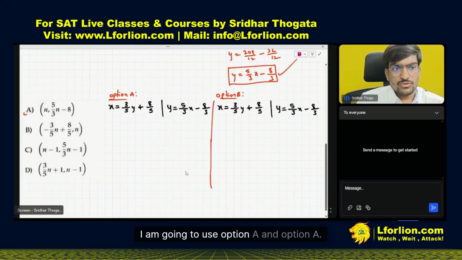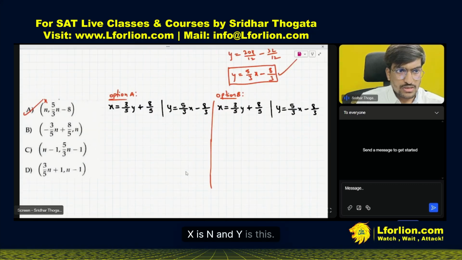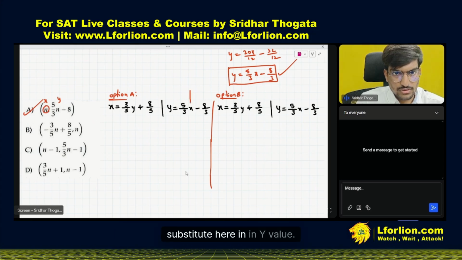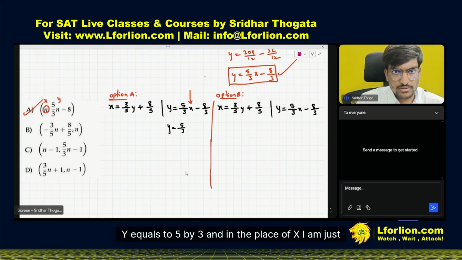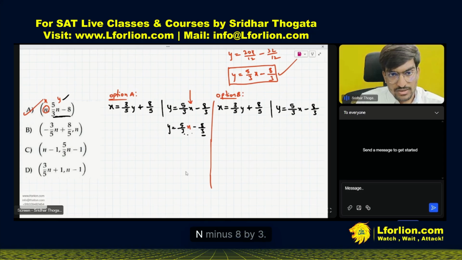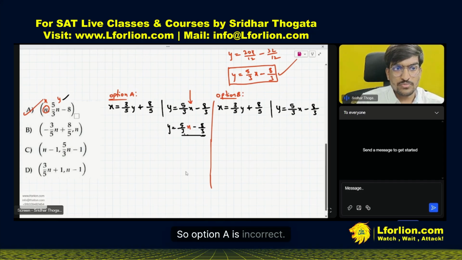I'm going to use option A, where x is n and y is this. I'll take this x value, which is n, and substitute it in the y value. Let's see what I get. y equals 5 by 3, and in the place of x I substitute n, minus 8 by 3. Is it matching with the y term? No. Here it is 5 by 3 n minus 8 by 3, but in the option it is 5 by 3 n minus 8 only. So it's not matching. Option A is incorrect.